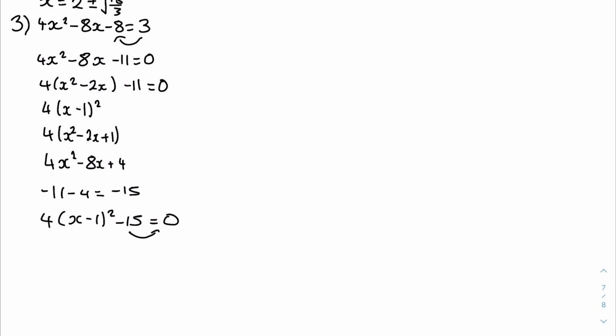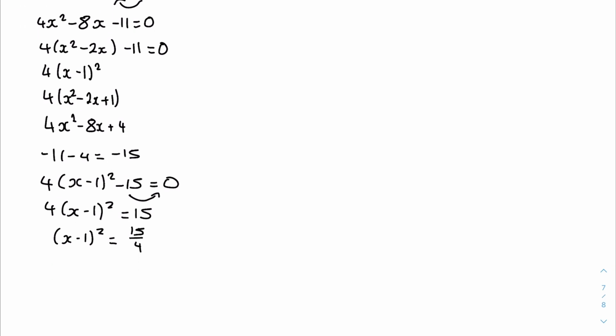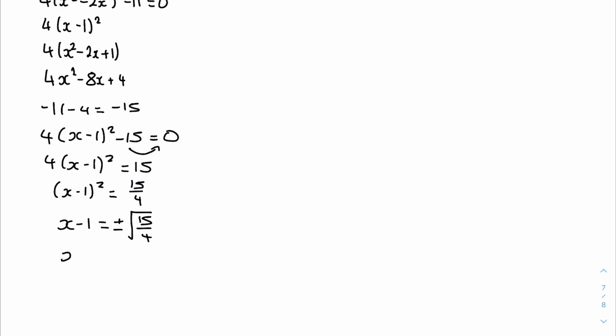Okay, so we're going to look to add our 15 across first of all. So we've now got 4 bracket x minus 1 squared is equal to 15. And then we want to divide by 4. So we'll have x minus 1 squared is equal to 15 over 4. Okay, and now we want to deal with the squaring. So we're going to want to square root both sides, leaving us with x minus 1 is equal to the positive or negative version of the root 15 over 4. Okay, and last part, we just want to add our 1 across. So we'll then have that x is equal to 1 plus or minus the root of 15 over 4.